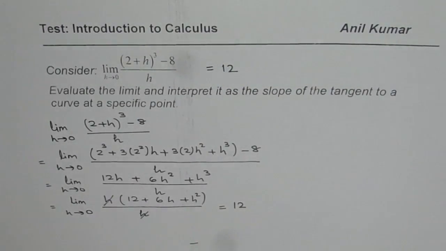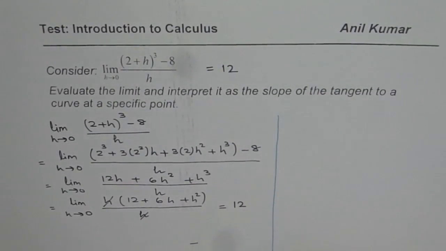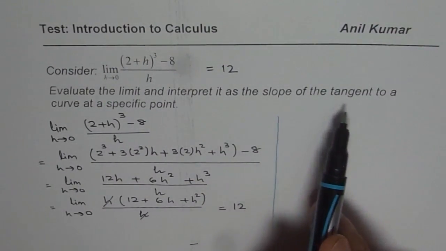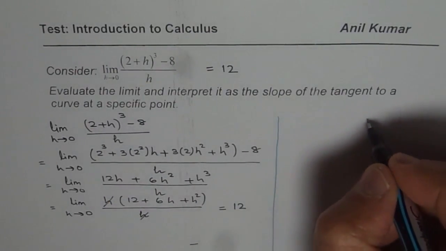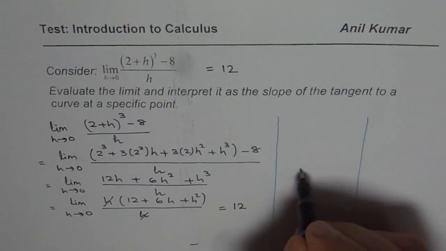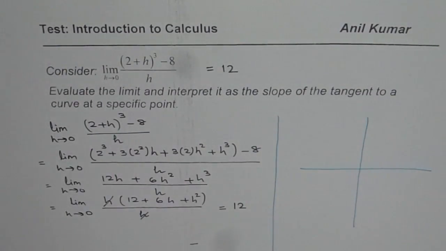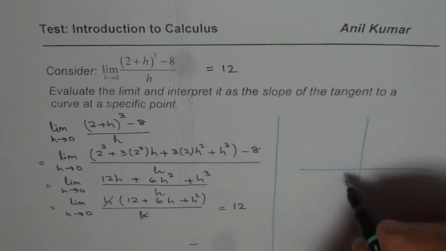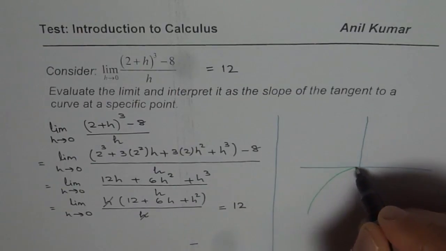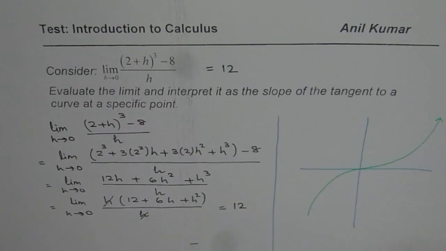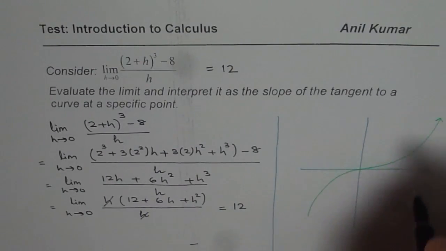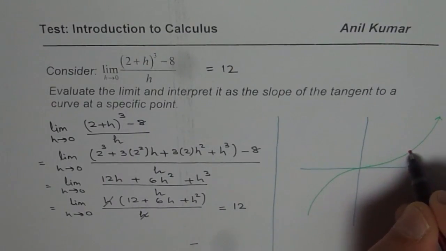So that is the first part. The second part of this question is you need to interpret it as the slope of a tangent to a curve at a specific point. Now, what do you think is the function here? Since we are doing 2 plus h whole cube, it seems to be a cubic function. So let me sketch a cubic function here, kind of enlarged at this point, since we want to explore what happens at 2. So let us say this is the point at 2.